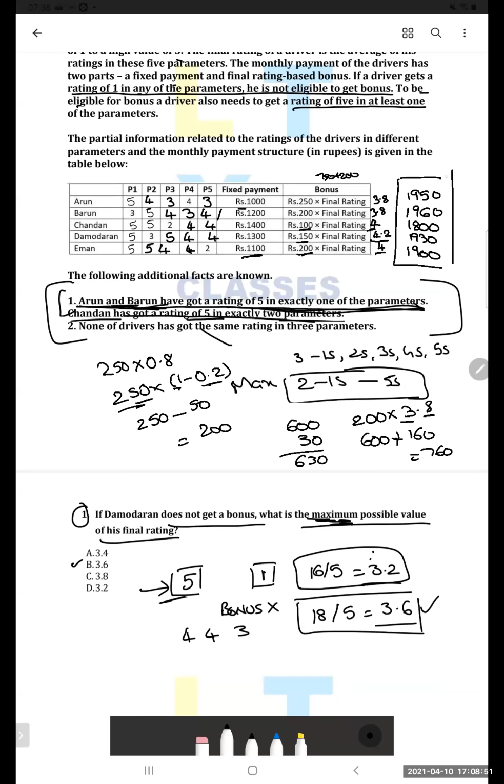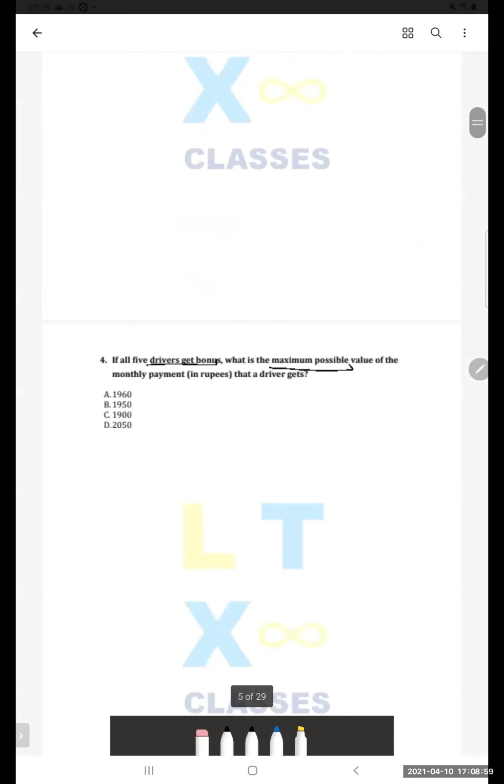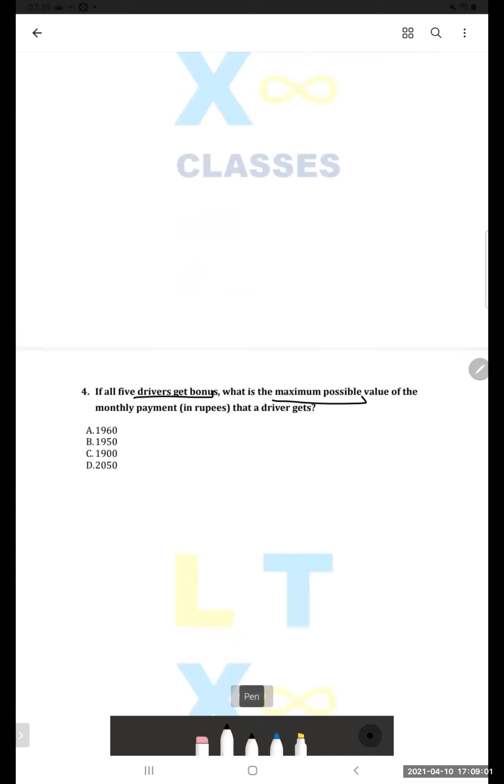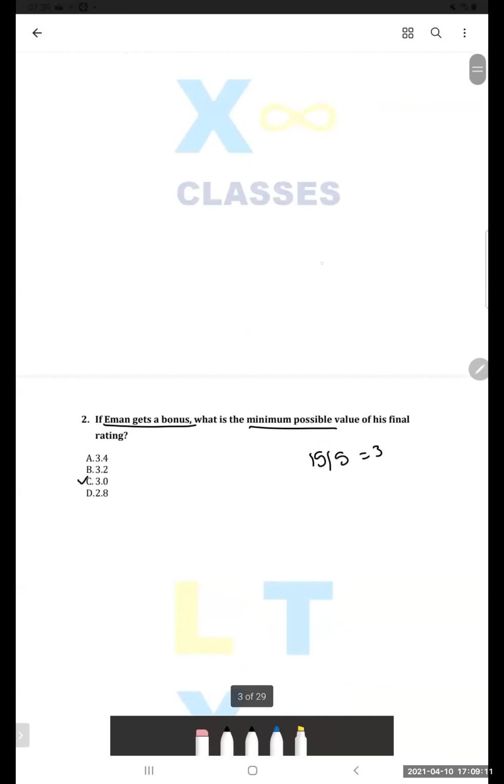Okay. What is the maximum we have got? 1960. Okay, let's see if we have 1960 in the question. Okay, here we go. The answer is 1960. That's it. We solved one question. It's that simple.